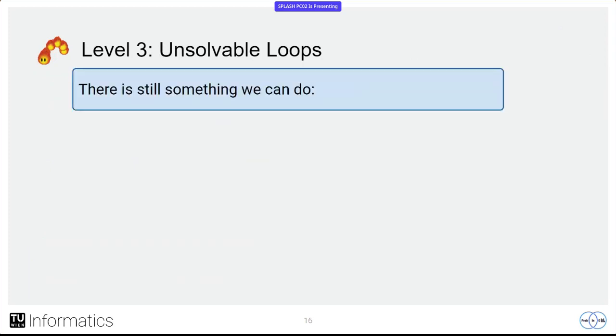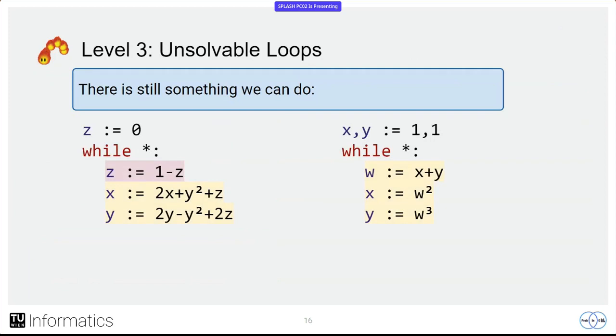But now, there's still something we can do. So here are, again, two unsolvable loops. The left loop is unsolvable. We have this yellow block and this red block, and within the yellow block, there is this y squared. So we have a nonlinear assignment within the block. Similar on the right. For the right program, we have only one block and nonlinear dependencies within the block. And you also cannot partition it in a way such that you can make it solvable. These are really unsolvable loops.